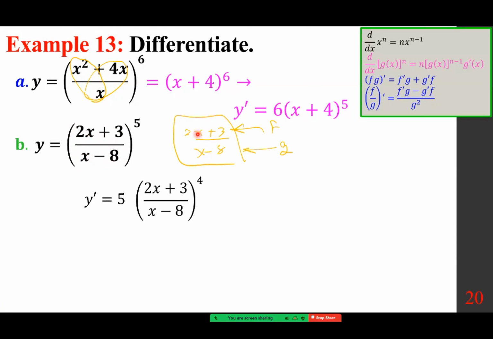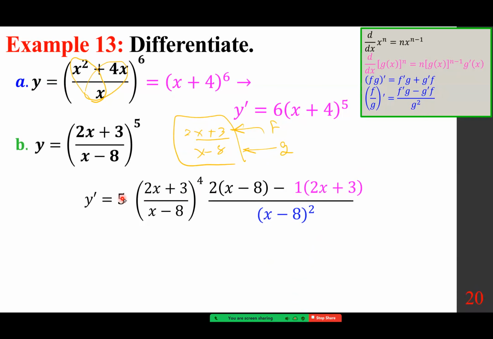So f prime 2 times g, x minus 8, minus g prime 1 times f times 2x plus 3. And then just write the bottom in a parenthesis and square it. And we're done. We're just going to go with algebra to finish the job. This is the only calculus step, everybody. So to make sure everybody understands what's going on, we are going to simplify this expression.